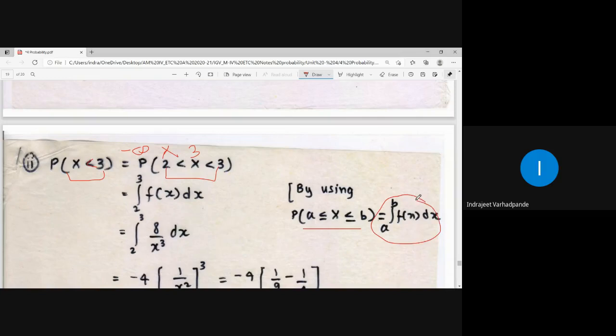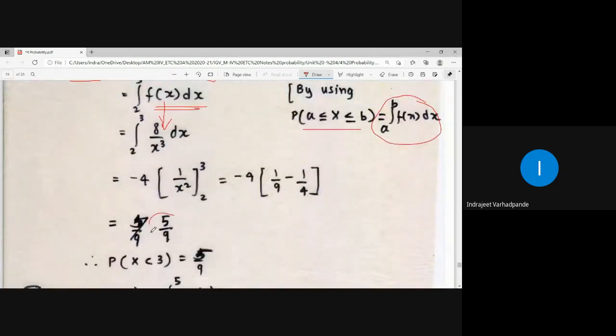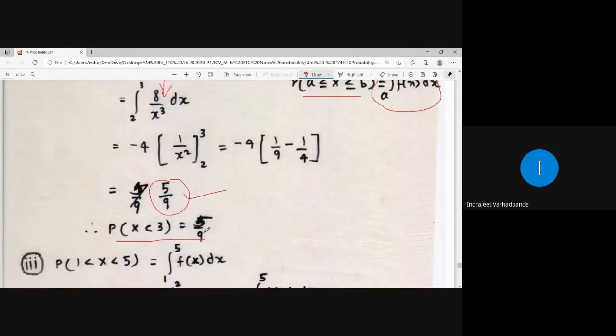It is the integral between a to b of f of x dx. So the integral from 2 to 3 of f of x dx. What is f of x? We have just now calculated 8 upon x cube. Integration of 1 upon x cube is minus 1 upon x square, and that is how we do the integration. Put the upper limit and lower limit, and your answer comes out to be 5/9. So what is the probability for x less than 3? The probability for x less than 3 is 5/9. The denominator is greater than the numerator, so the answer is less than 1.